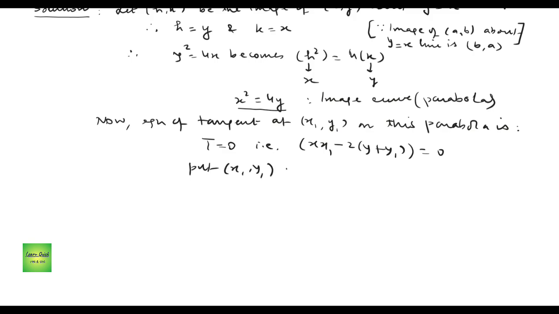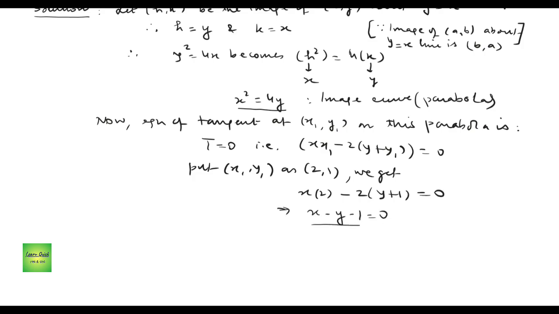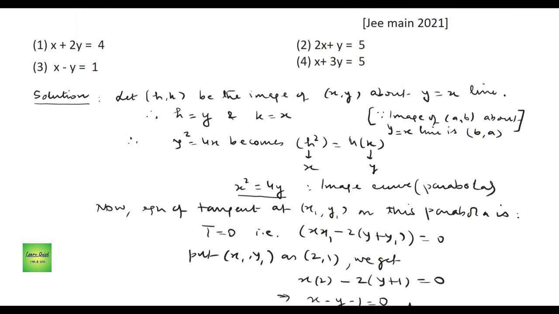Putting the point's coordinates (2, 1) here, you get the equation as x into 2 minus 2 times (y plus 1) equals 0. That gets you x minus y minus 1 equals 0. So that is going to be the final answer to this question. This is the third option.